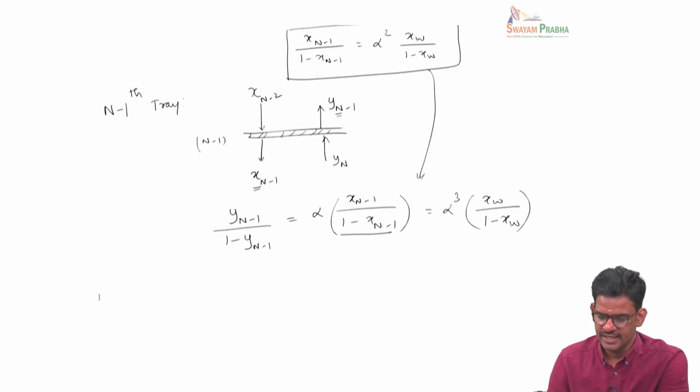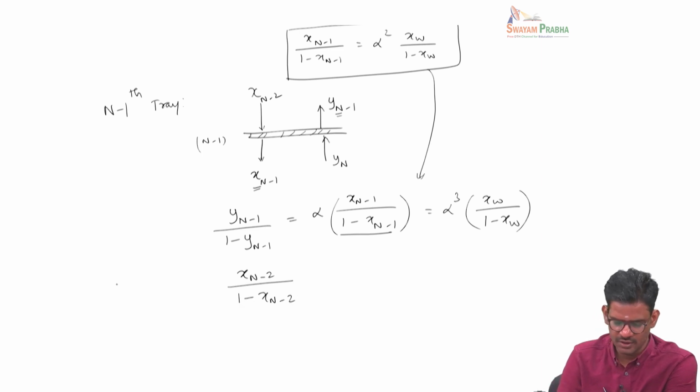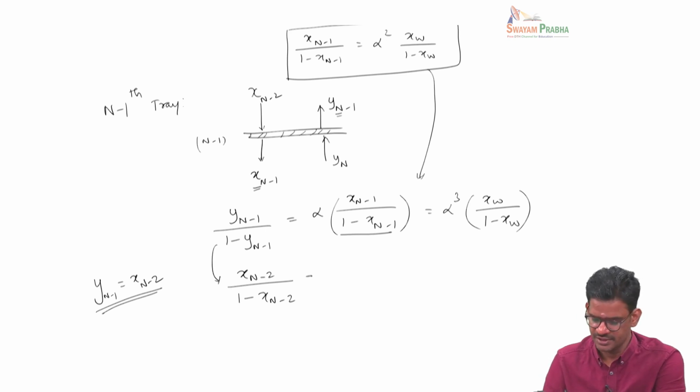And we also know that this is the operating line corresponding to the 45-degree line. So we will be able to write y_{n-1} as x_{n-2} by 1 minus x_{n-2}. This is because we know that y_{n-1} is equal to x_{n-2}, since the operating line is the 45-degree line. So we can write this is equal to this, and then we get alpha cube into xw by 1 minus xw.